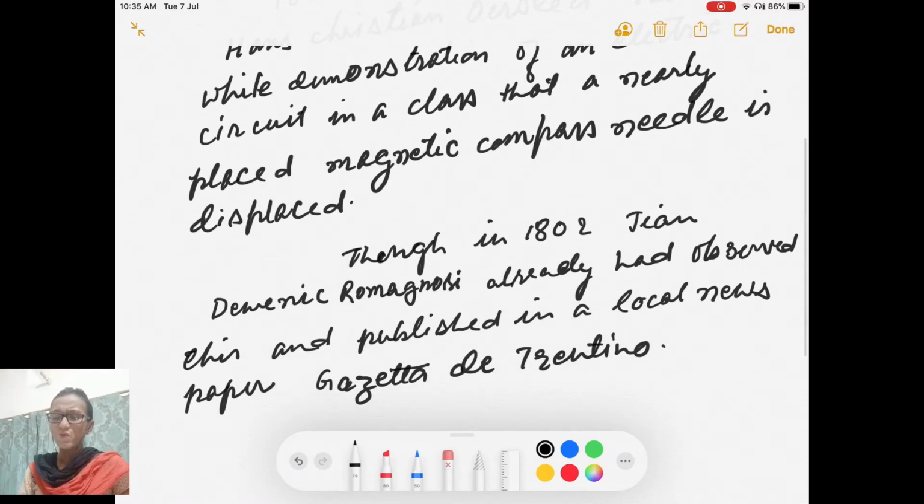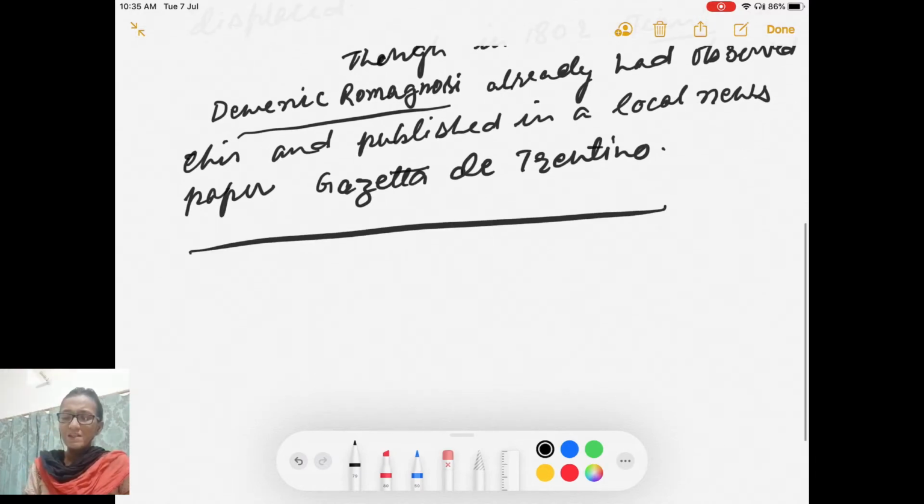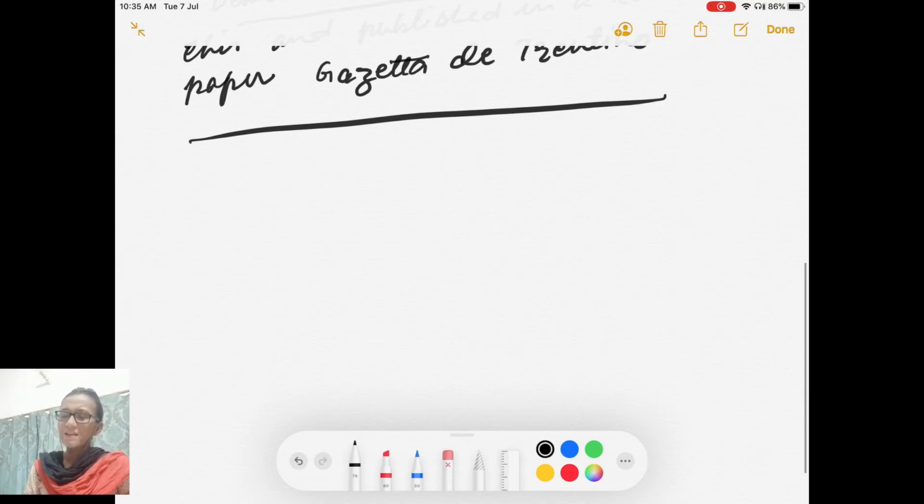There is one more such description, discussed some years back in 1802 by Jean Dominic Romagnosi. He was an Italian. He had already observed this and published it in a local newspaper, Gazzetta di Trentino. So this was the thing. Now, Hans Christian Oersted did some investigations.